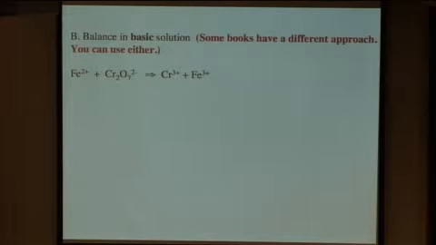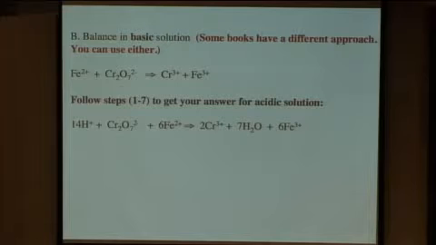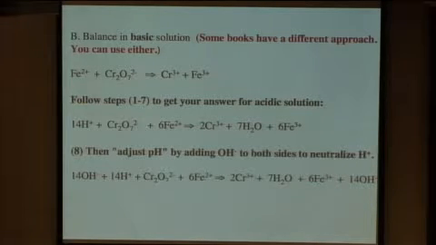And again, books have different approaches here. What I like to do is the simplest thing, which is to use the same steps all the way up to here to get your same answer that you had for the acidic solution, and then neutralize it at this point. So adjust the pH, in quotes, by adding hydroxide ions to both sides. And so if we have 14 H pluses here, we can add 14 OH minus on one side and 14 OH minus on the other side. And then we can add those guys together.